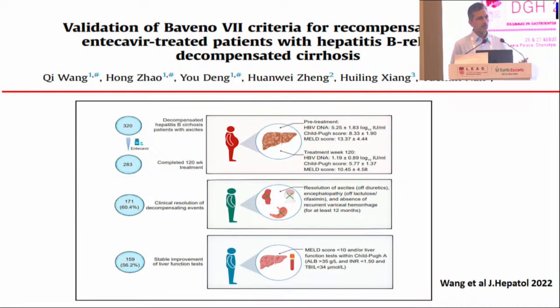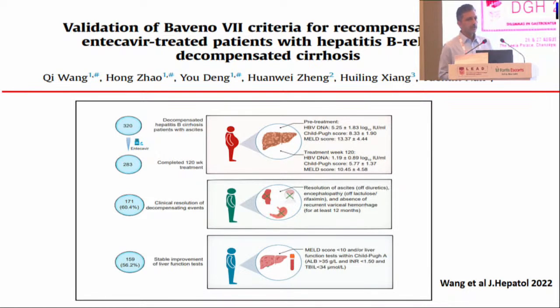That is, from decompensation, they have converted to compensated. And we follow them for about 120 weeks. About 56% of the patients have their MELD score become less than 10, and their CTP score becomes Child A. So a significant portion of hepatitis B patients, if you give them good treatment, can be delisted from the transplant and they can revert back to Child A.